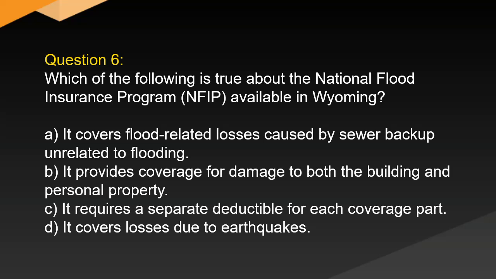Question 6. Which of the following is true about the National Flood Insurance Program, NFIP, available in Wyoming? A. It covers flood-related losses caused by sewer backup unrelated to flooding. B. It provides coverage for damage to both the building and personal property. C. It requires a separate deductible for each coverage part. D. It covers losses due to earthquakes.